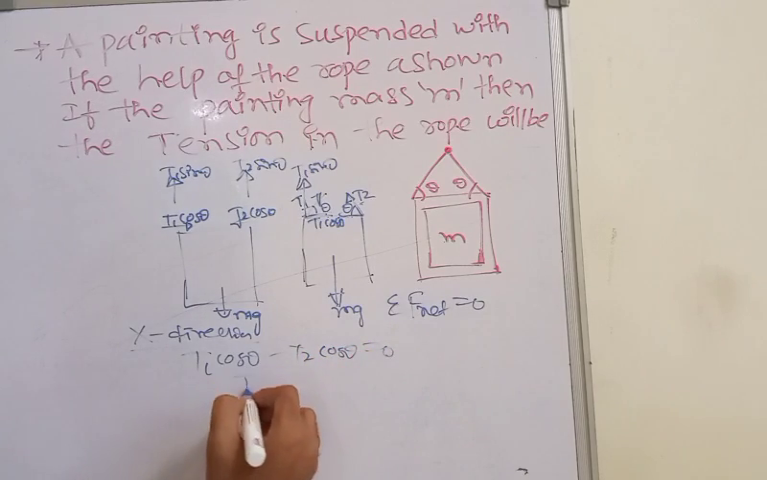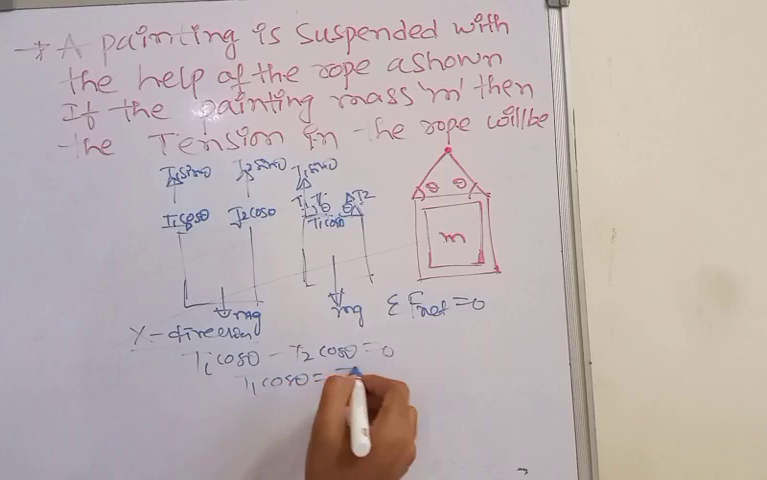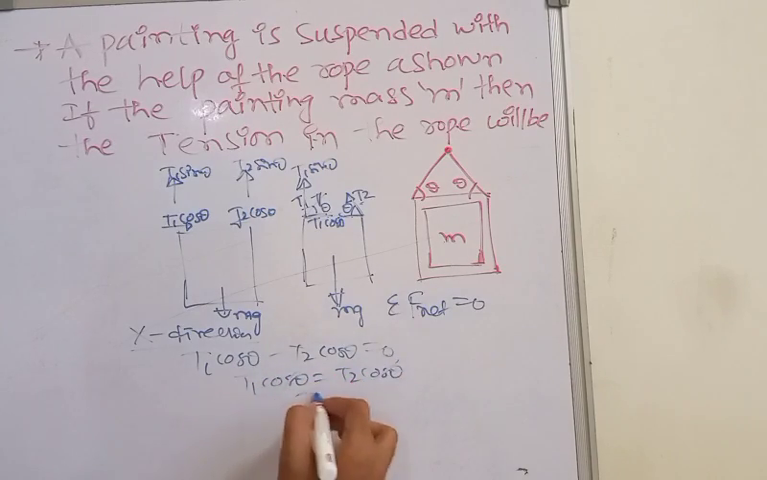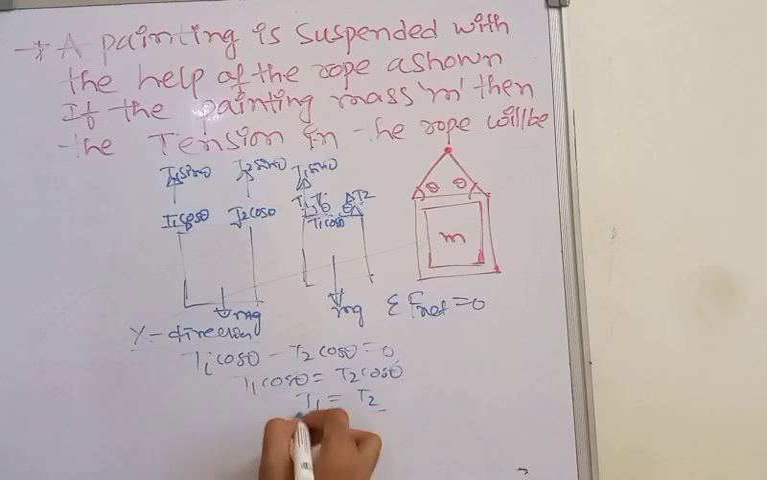So then T1 cos theta is equal to T2 cos theta. Cancelling cos theta, T1 is equal to T2.